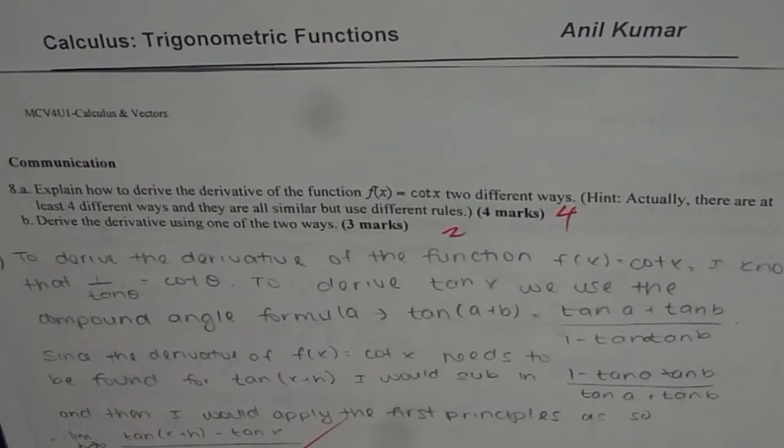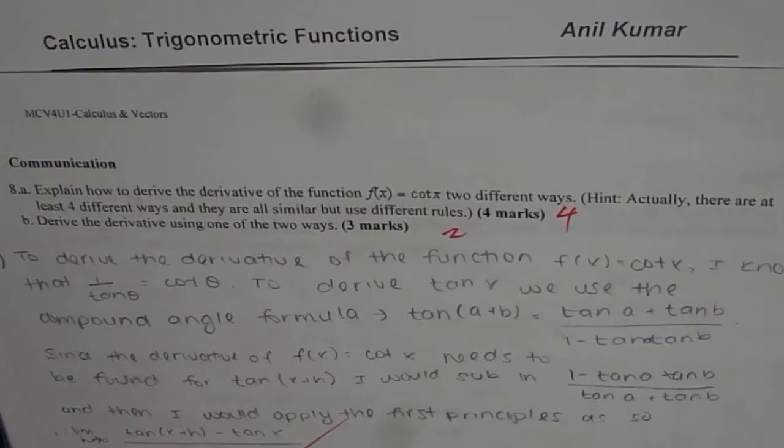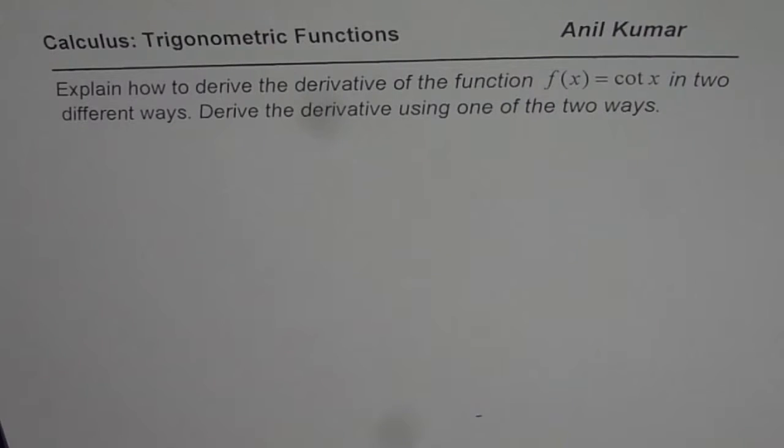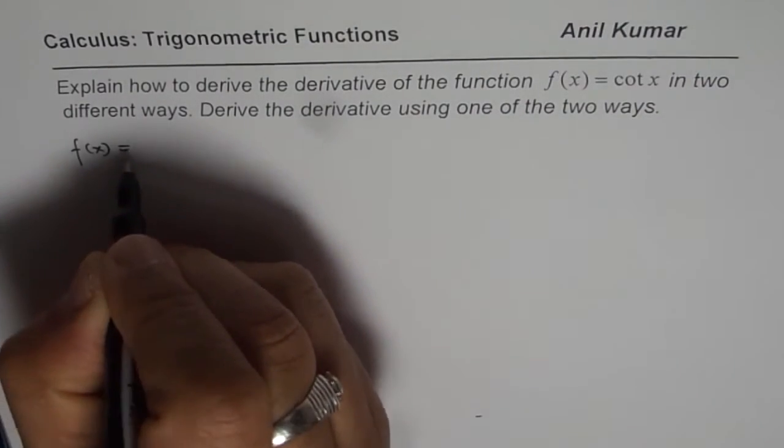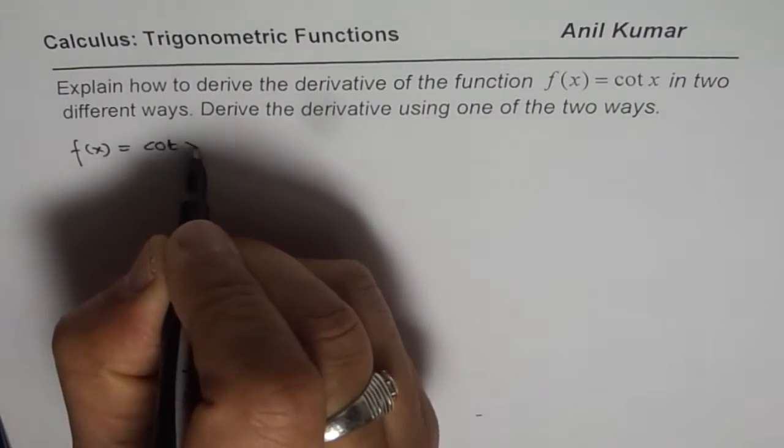Let us look into this question in detail. The question here is, explain how to derive the derivative of the function f of x equals cot x in two different ways. Derive the derivative using one of the two ways, right? Now we are given the function f of x equals cotangent of x.